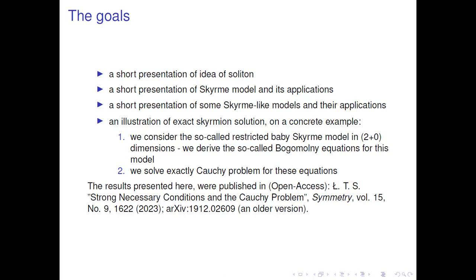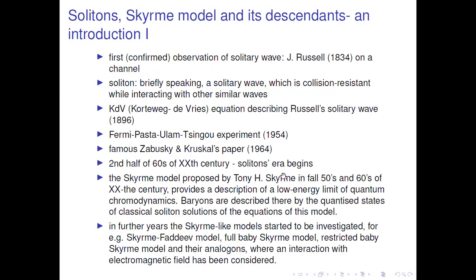We consider the so-called restricted Skyrme model on the plane, and we derive the so-called Bogomolny equations for this model, and we solve exactly these equations, the so-called Cauchy problem for these equations. The results mentioned in points 1 and 2 were published in this paper this year. This is open access, so anyone can look and read this paper.